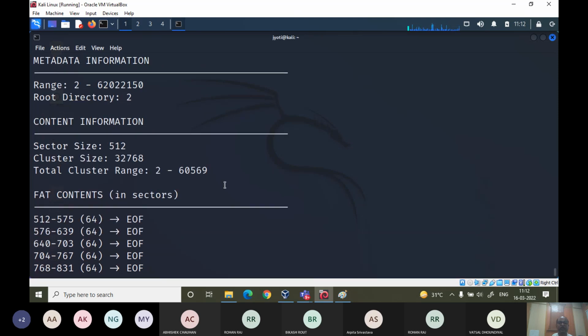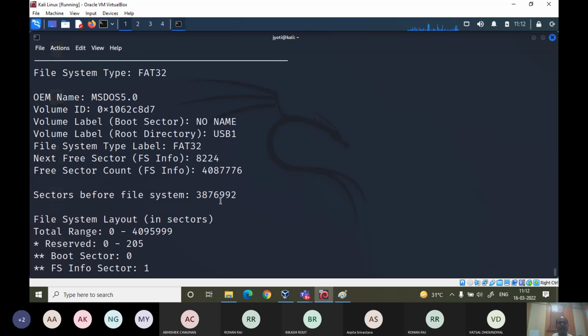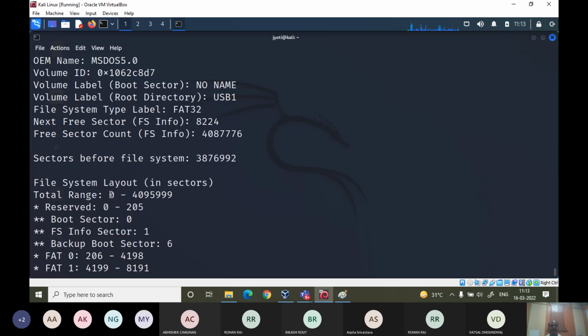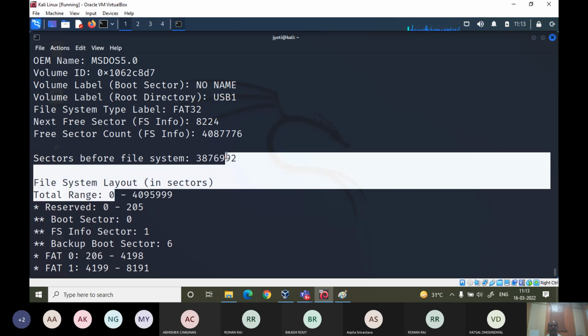After that there will be some sectors for this. The sector area will start from this area. So the initial part has to be skipped again. Total range, it is saying that starting from 0 to this, total range is this one. In fact, if you recall, this 0 is this number.